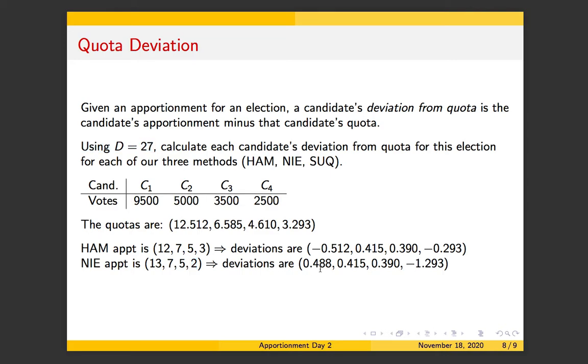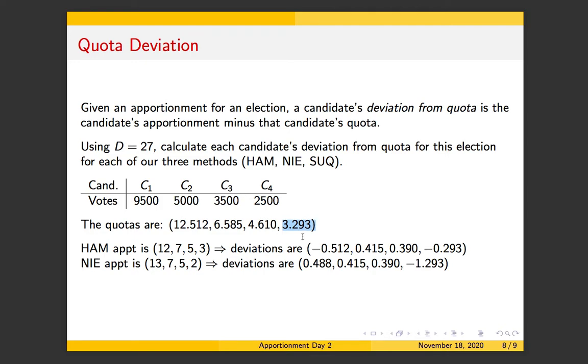And here are the deviations now. So now candidate 1 is doing well in this election. They get roughly half a delegate more than what they're owed. Candidates 2 and 3, their apportionments match, 7 and 7 and 5, 5. So their deviations don't change. But now look at poor candidate 4. Negative 1.293. So they lost more than a delegate based on what they should be entitled to. They should be entitled to 3.293.